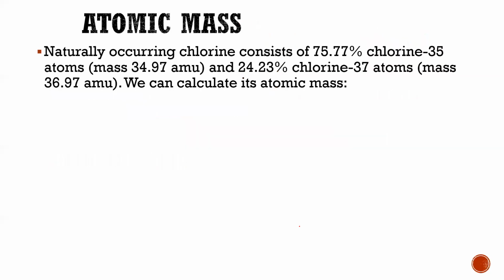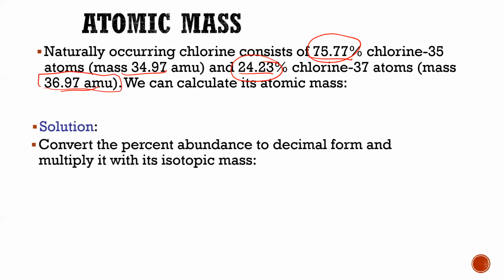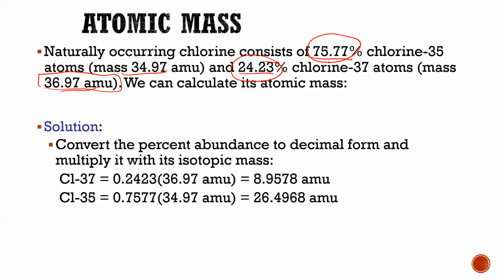Last time we provided an example using chlorine because chlorine has 2 isotopes, and I wanted to make it pretty straightforward. We gave you the percentages of each isotope and the mass of each isotope. Then we converted the percentages to decimal form and multiplied those decimals by the isotope's mass. We called it chlorine 37, roughly 37 AMU, 36.97.